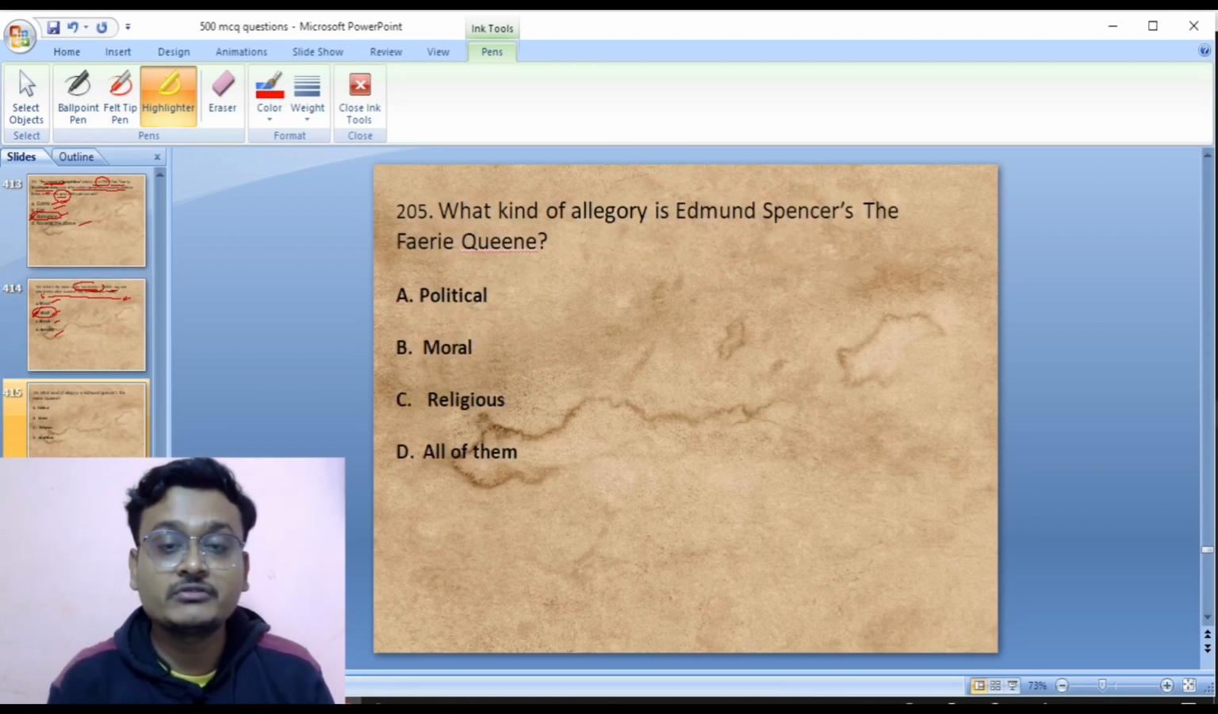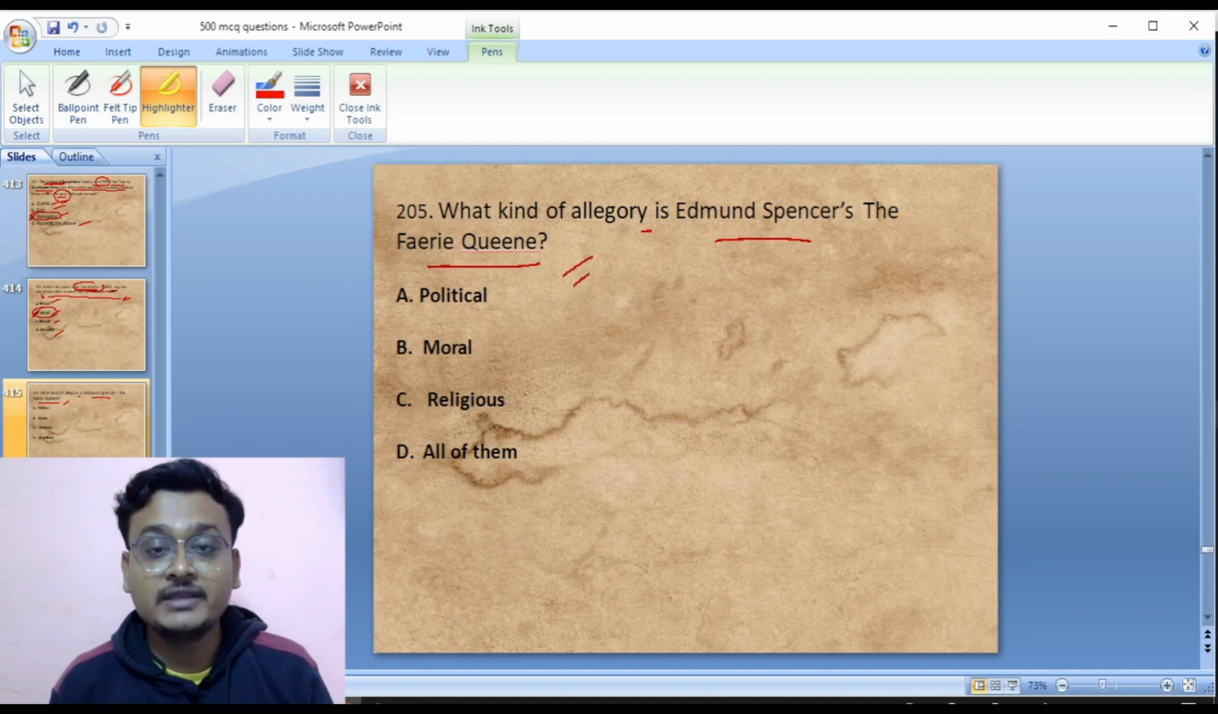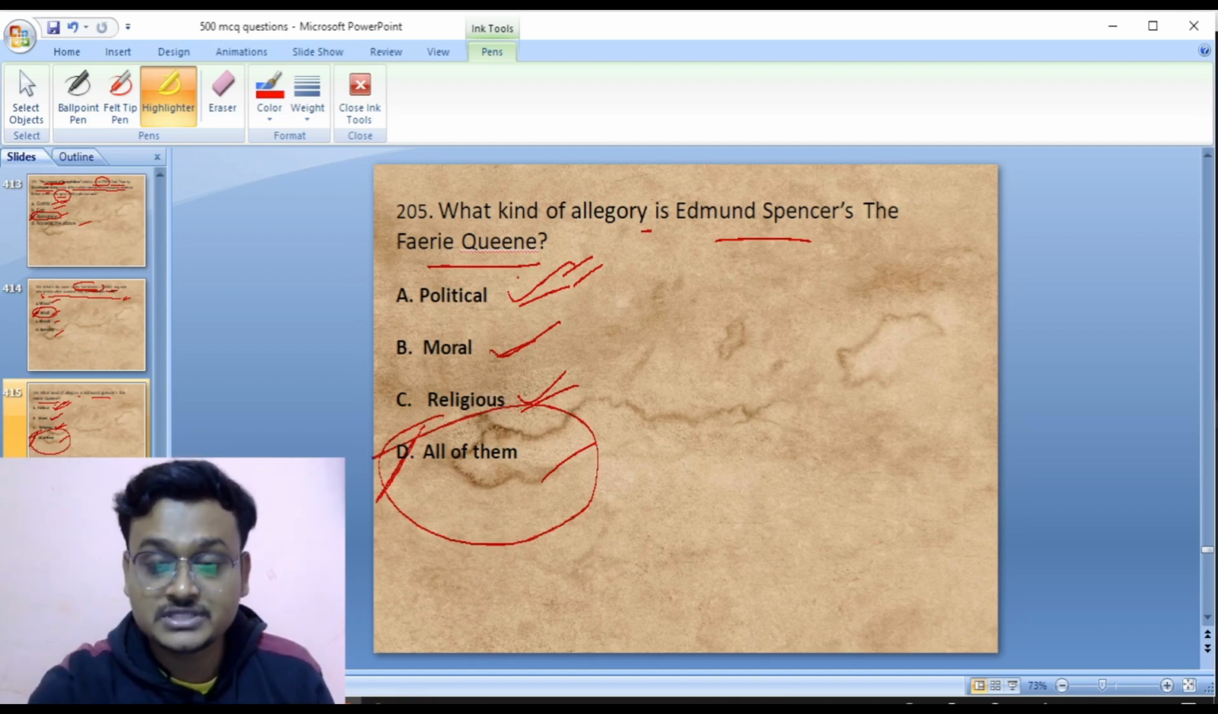Move to question number 205. What kind of allegory in Edmund Spenser's The Faerie Queene will you find? Political, moral, religious, all of them. So in Edmund Spenser's The Faerie Queene, you will get political allegory, moral, and religious. So all of them is the right answer. Move to 206, the next question.